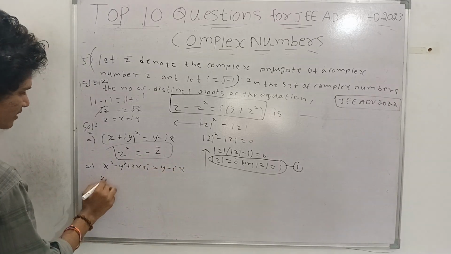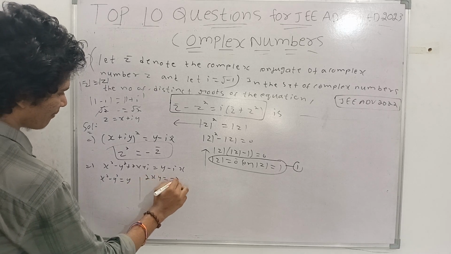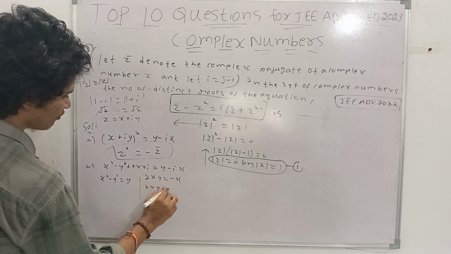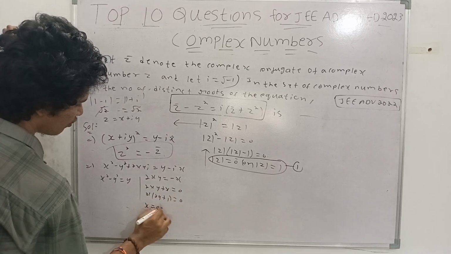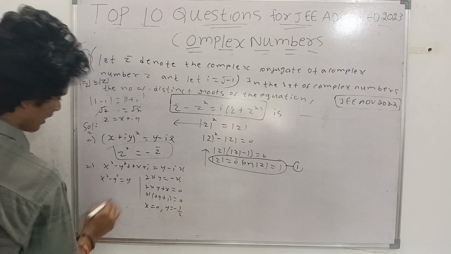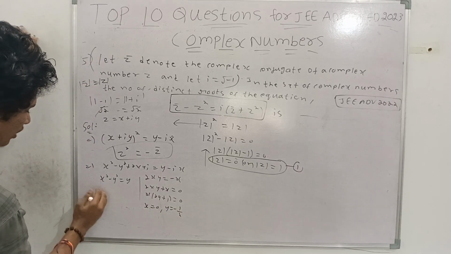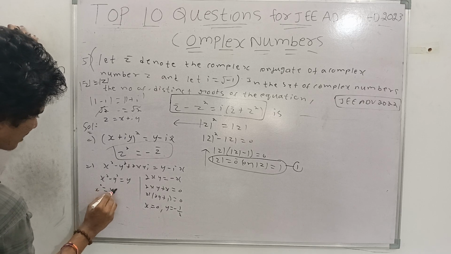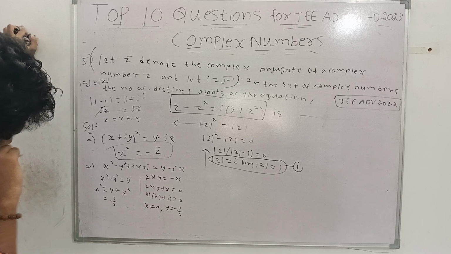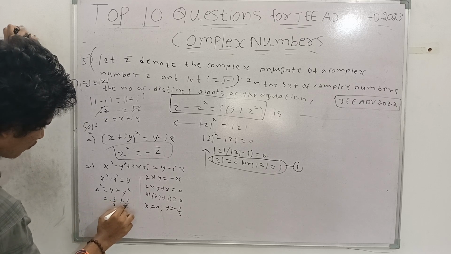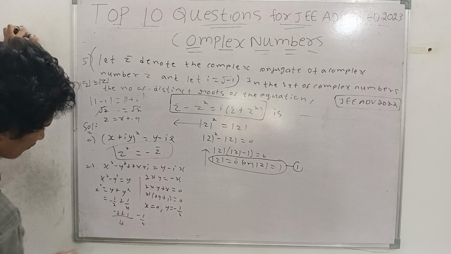Equating these two things, x square minus y square equal to y, and 2xy equal to minus x, so 2xy plus x equal to 0. If we take x common, x(2y plus 1) equal to 0, so x equal to 0 and y equal to minus 1 by 2. If I substitute minus 1 by 2 here, what will I get? x square equal to y plus y square. Here y will be minus 1 by 2 and plus 1 by 4. So 4 minus 2 plus 1, that is minus 1 by 4.